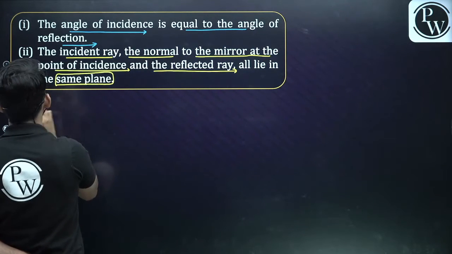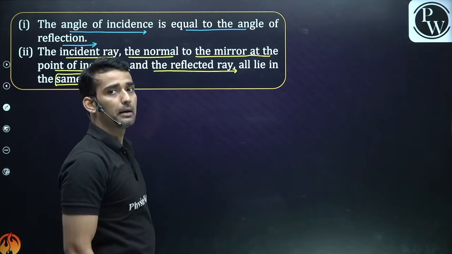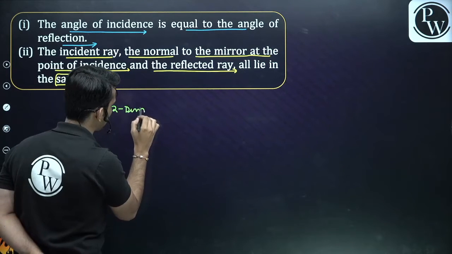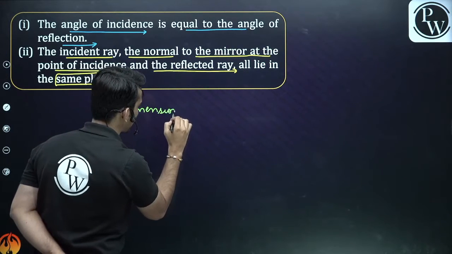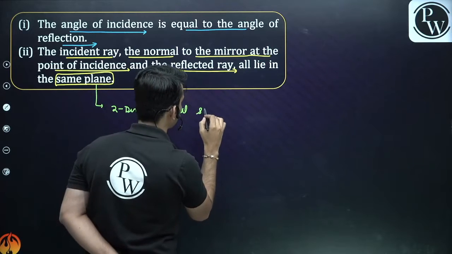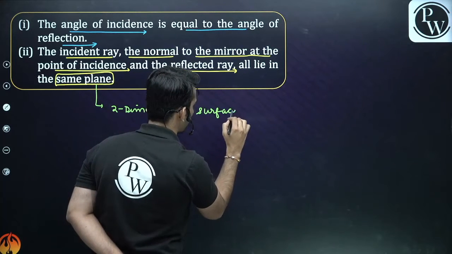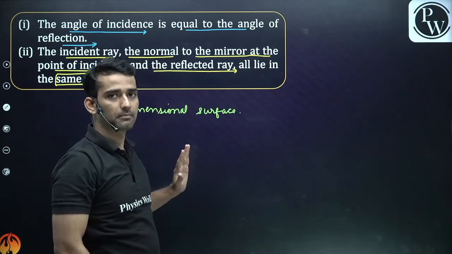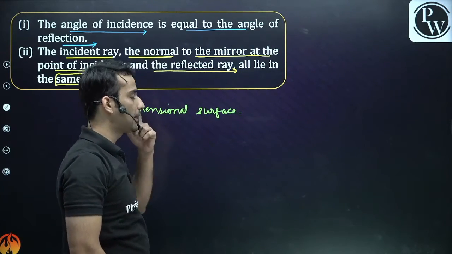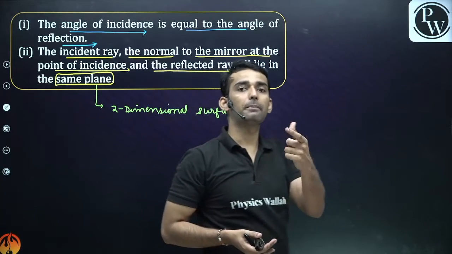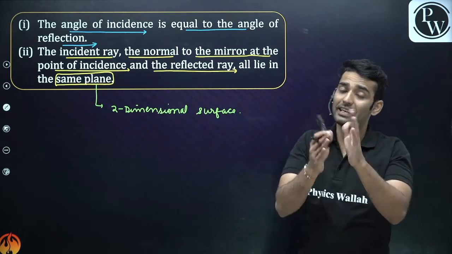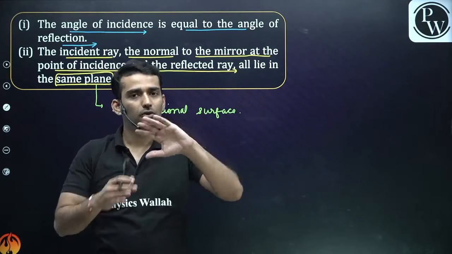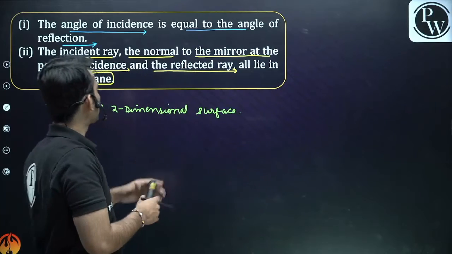Now what do you mean by same plane? Plane means a two-dimensional surface. What do you mean by plane? Plane means any surface having two dimensions. For example, this smart board. This smart board currently is a plane surface, right? Or for example, the paper in your notebook is also a plane surface. If I neglect its width, its height, it's a plane surface. So this is a two-dimensional surface.